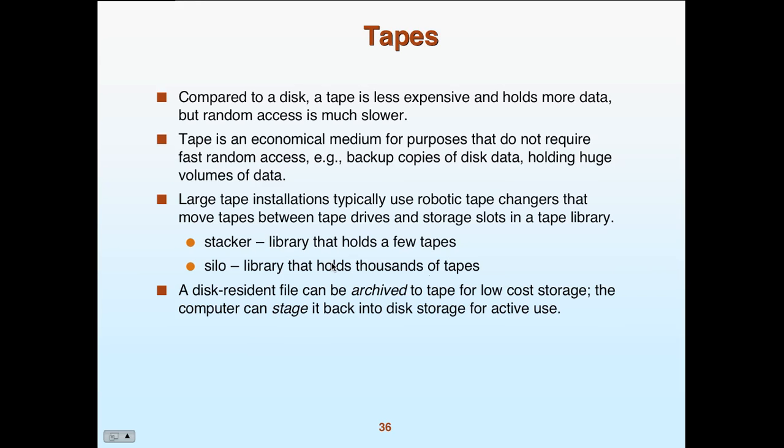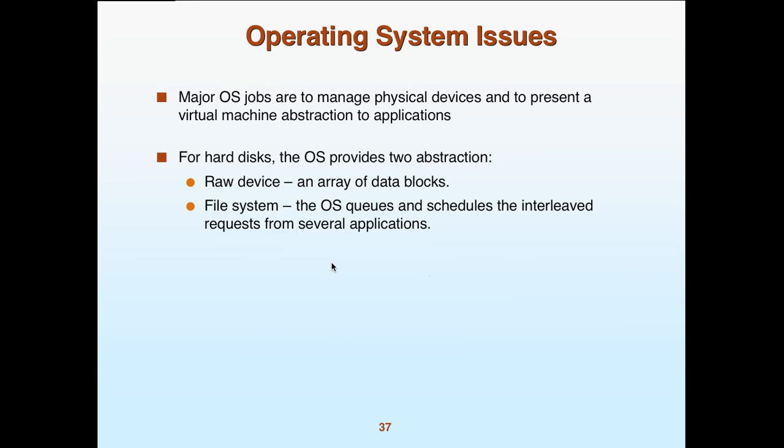So disk-resident files, operating system issues, let's talk about that. Many operating system jobs are to maintain physical devices and to present a virtual machine abstraction to applications, meaning that the storage is held separate from the applications, held separate from the operating system. For hard drives, the operating system provides two abstractions: the raw device, an array of data blocks that can be read as a device, and then the file system. The operating system queues and schedules the interleaving of the requests for several different applications that are working.